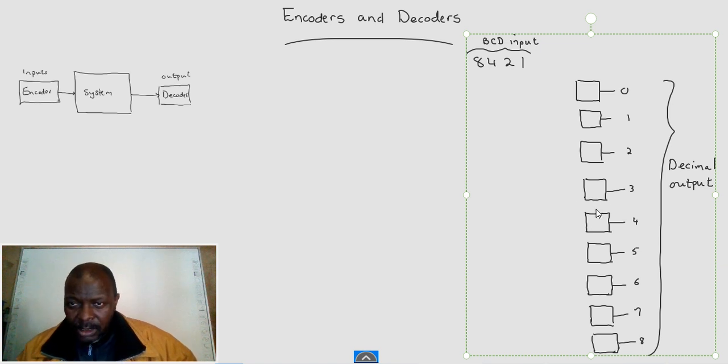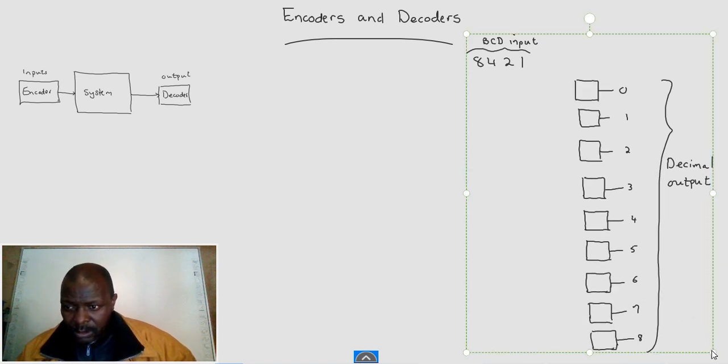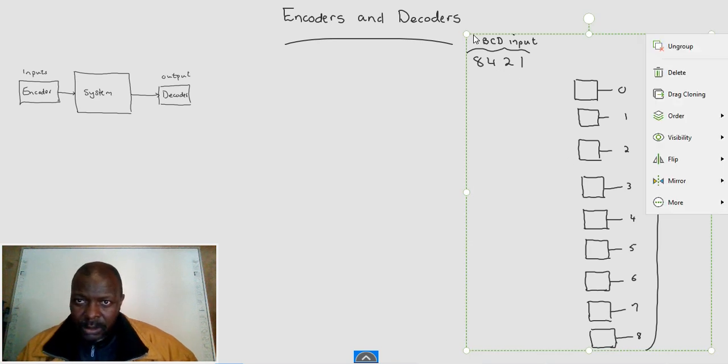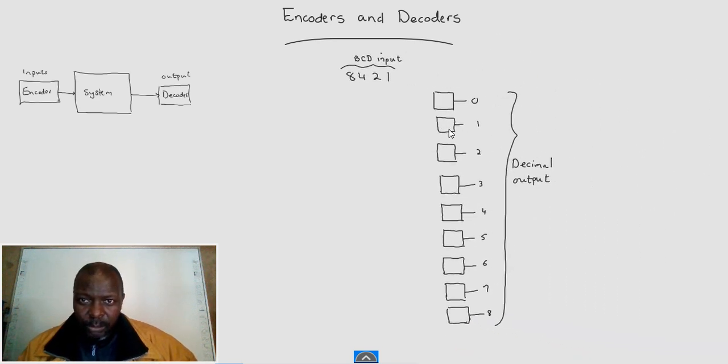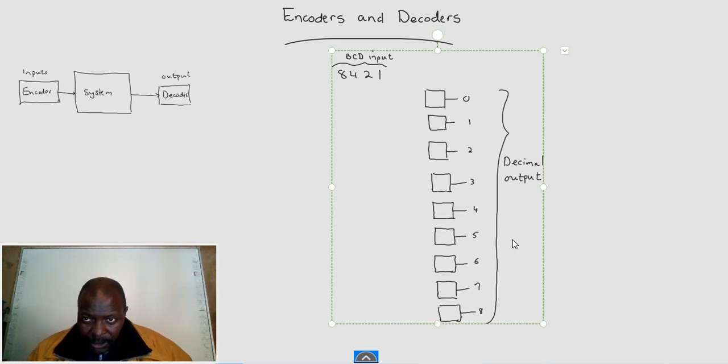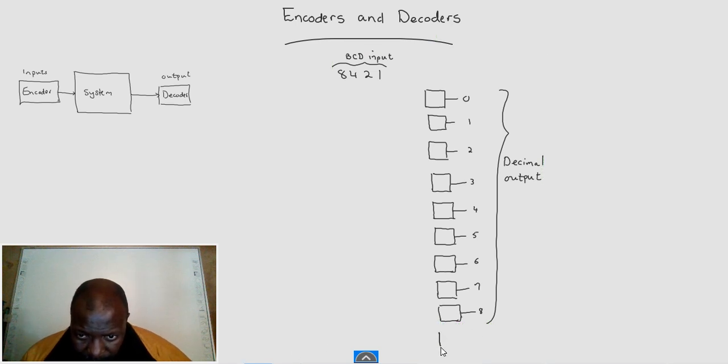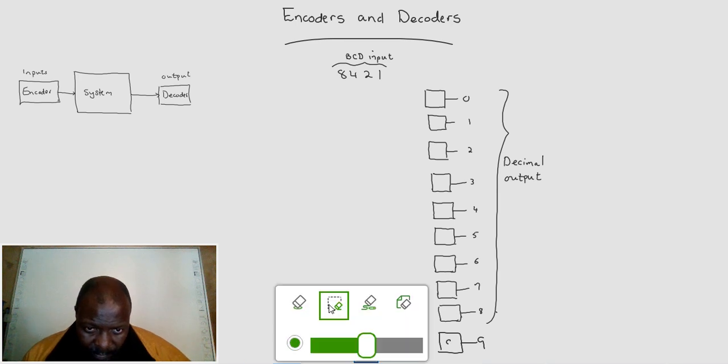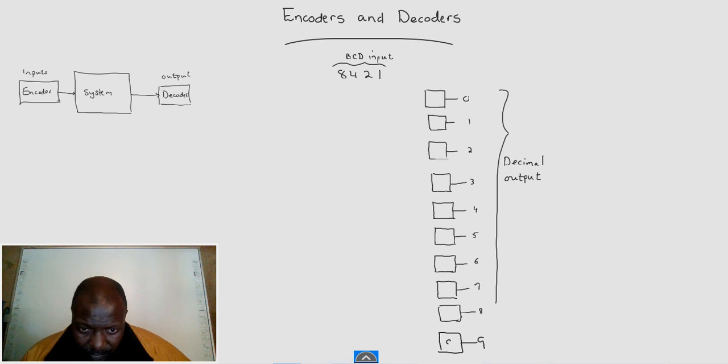Now I have to reduce this a little. Let me make it a little bit smaller because now I can fit my 9. So obviously these will be part of our output. Okay, so now what then happens is this.